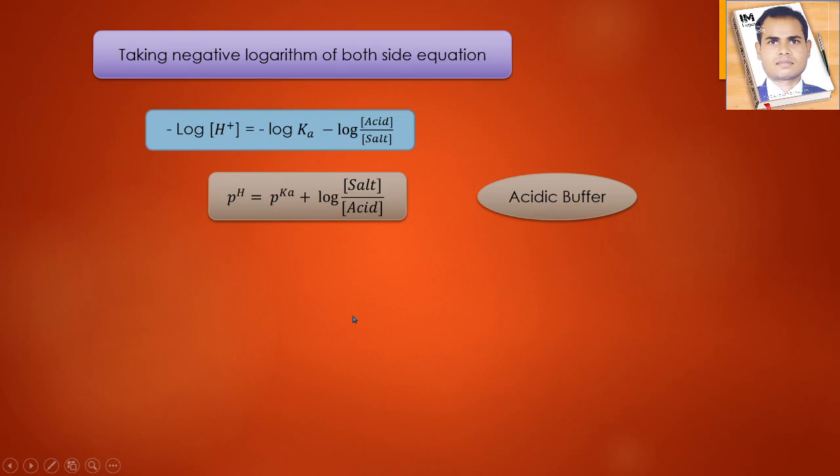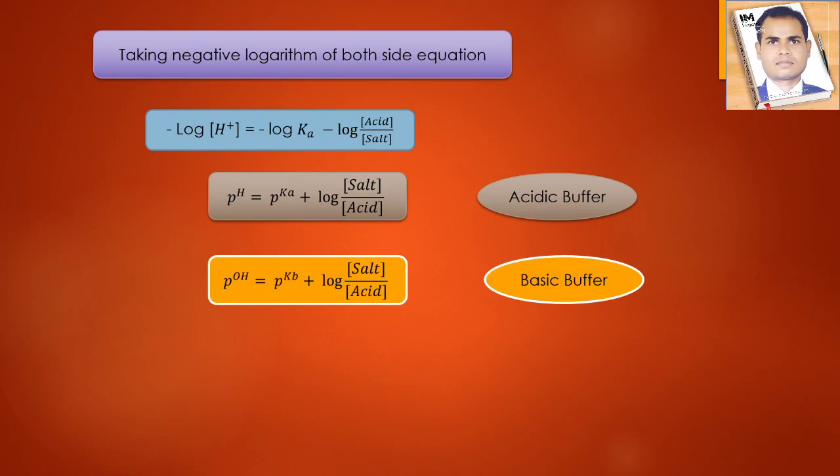Similarly, to calculate the pOH of a basic buffer, the Henderson-Hasselbalch equation is like this: pOH equals pKb plus log of the concentration of salt divided by the concentration of base. Here pKa is for the acid and pKb for the base. So this is the Henderson-Hasselbalch equation for the basic buffer.